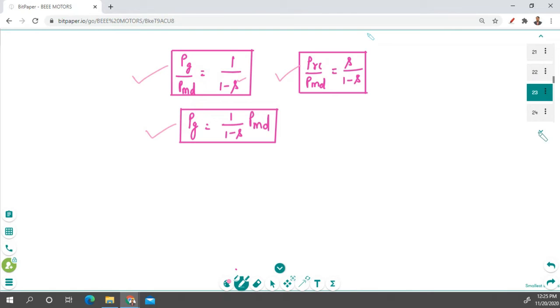And we have also developed the formula for input power. We have just rearranged this equation, nothing else. So input power equals 1 upon 1 minus S into PMD, where PMD is the mechanical power developed. Have you understood how we have achieved these three formulas from the previous derivations? Quickly give your response.